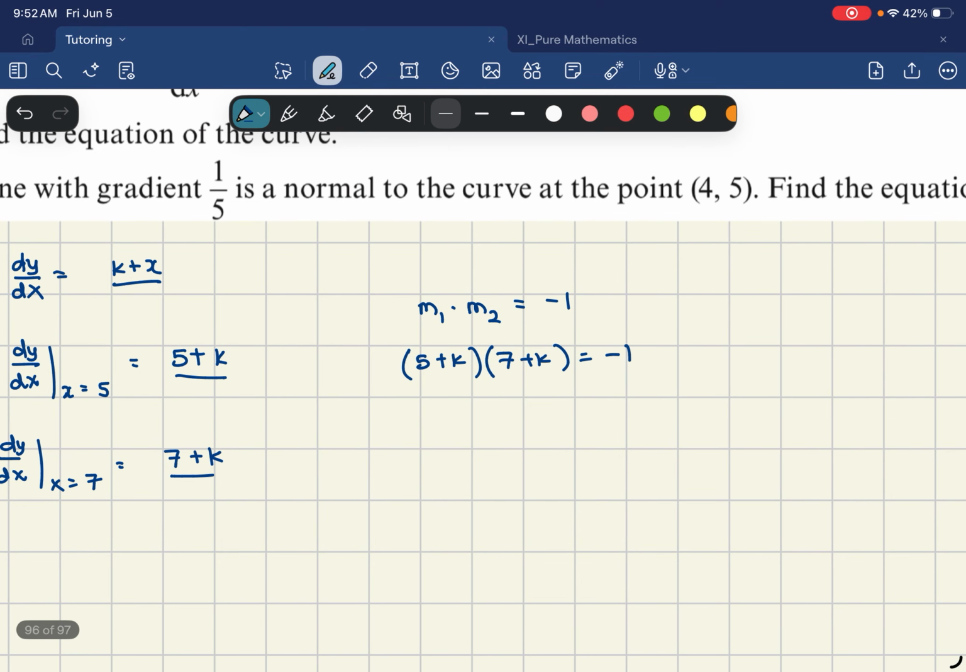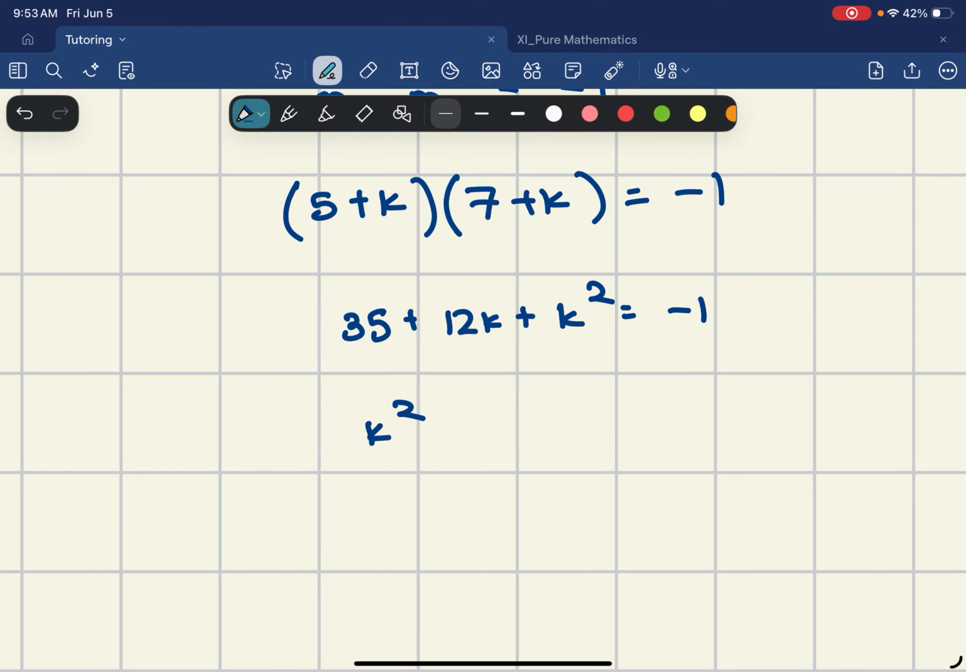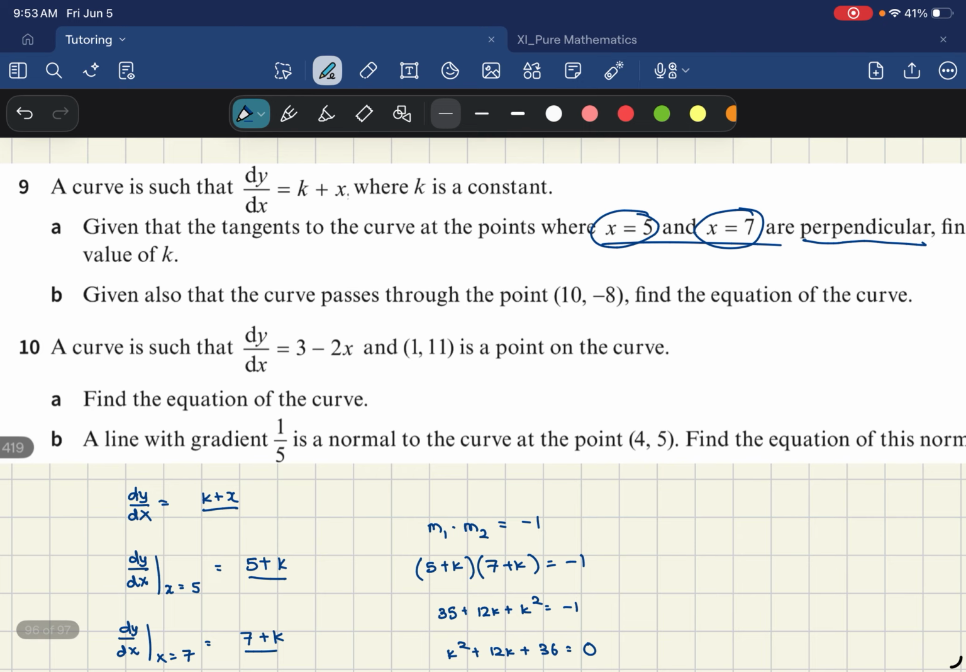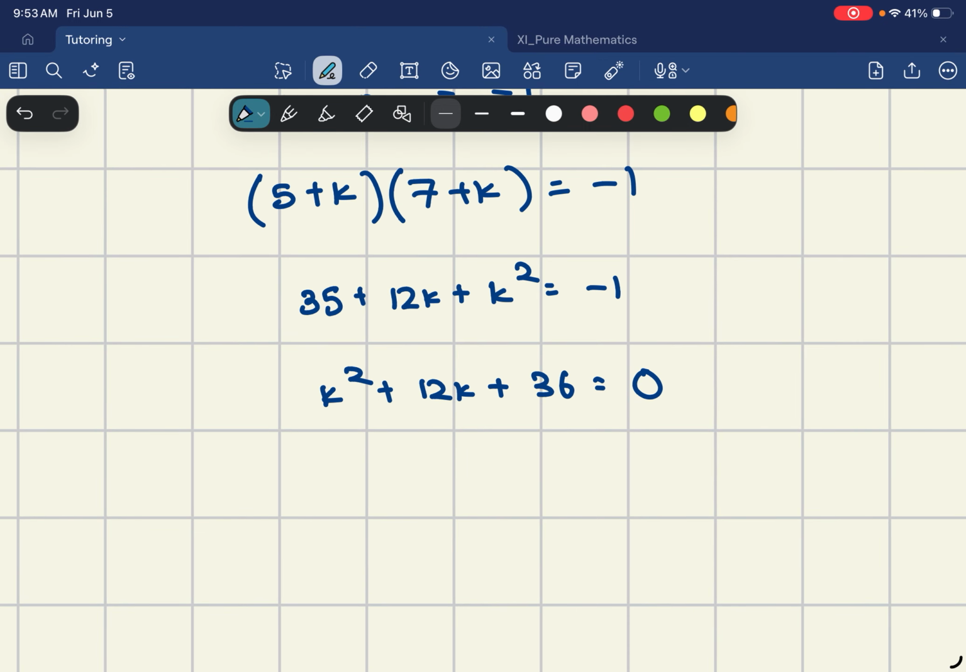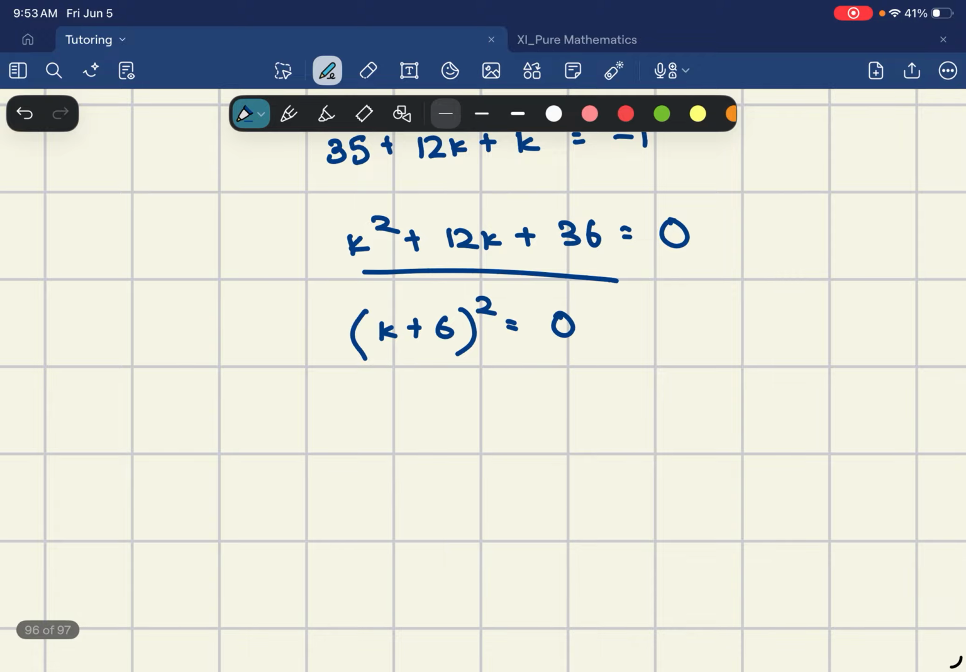So now if you simplify this out, you get 35 plus 12k, I believe. Yeah, 12k plus k squared is equal to -1. So k squared plus 12k plus 36 is equal to 0. So we are going to solve this quadratic equation. If you complete the square, you are going to get this expression. I'll leave that step for you. But when you solve that, you're going to get this.